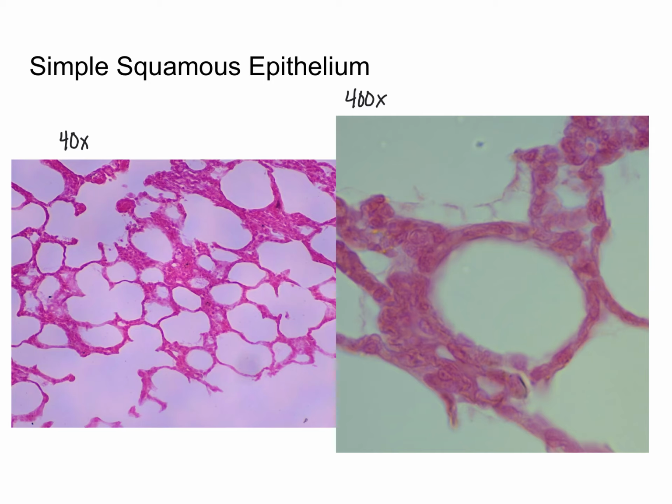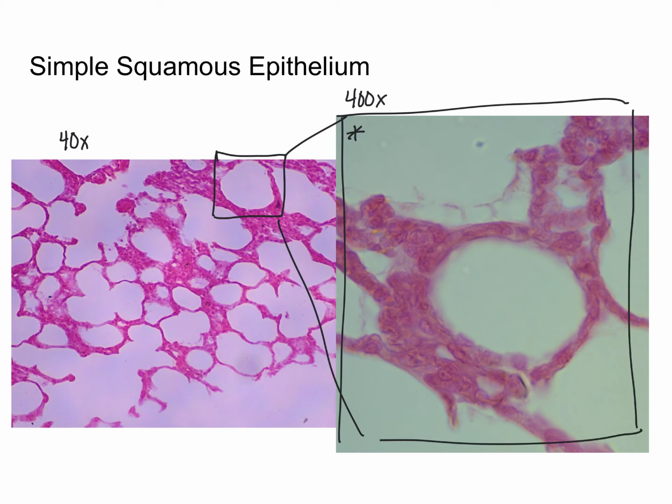So this picture here is basically taking an example from here and zooming into it, just to give you an idea of what we're looking at. These are actually the alveoli in the lungs. Your lung tissue is primarily made up of these sacs called alveoli. When you inhale, the air goes into the space here. This area in here is the space.